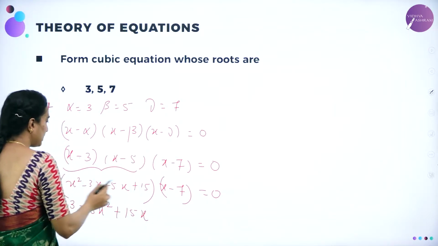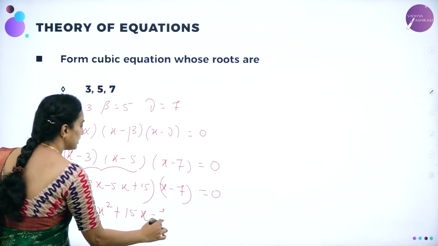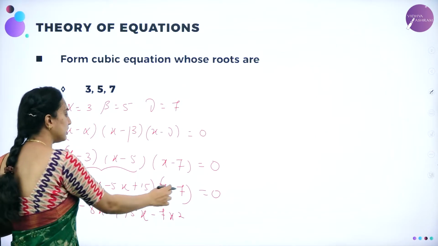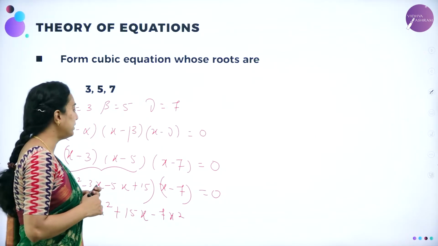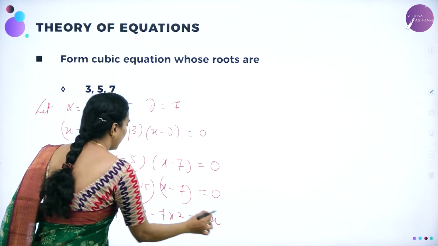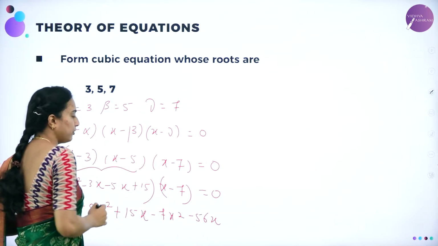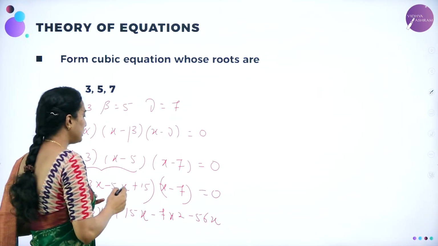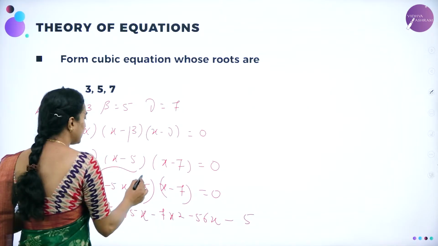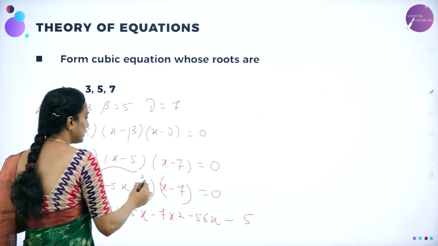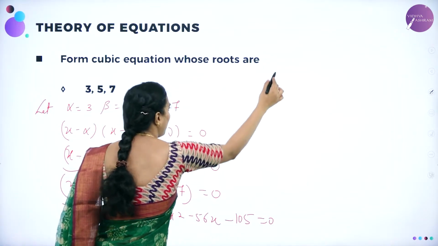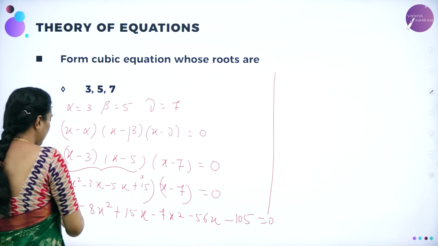Now multiplying minus 7 into x squared is minus 7x squared. Minus 3x minus 5x is minus 8x, and minus 8x into minus 7 is plus 56x. Again minus 7 into plus 15 is minus 105. Now forming the cubic equation, you can have x cube.